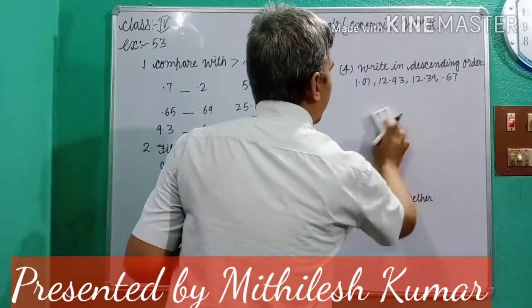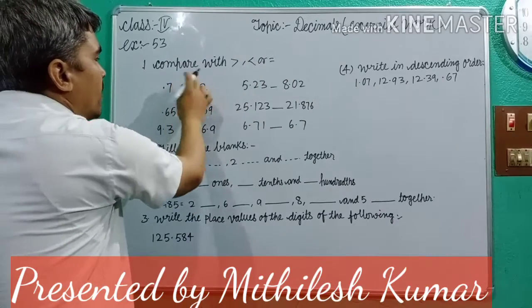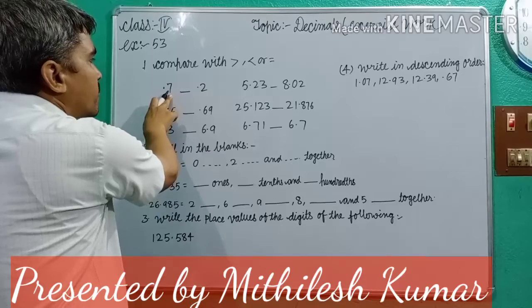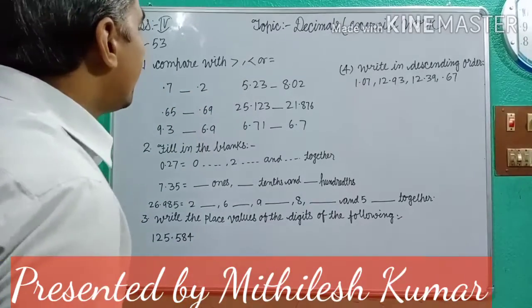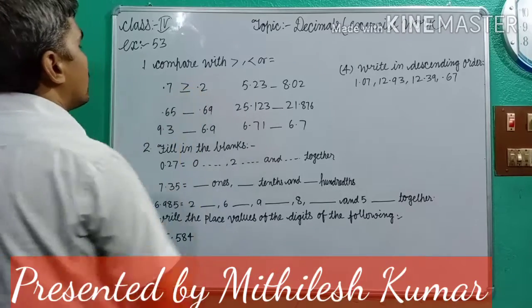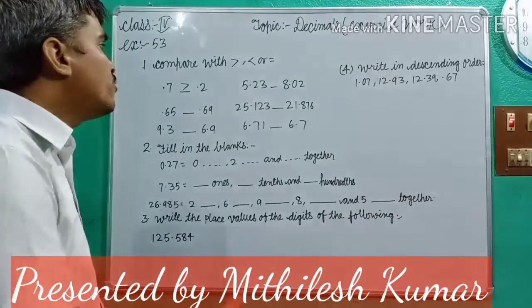So here you watch, in the whole parts there are no numbers, and in the whole parts there are no numbers. After the decimal, one digit, here 7 and here 2. Which number is greater? 7 is greater, so 0.7 is greater than 0.2. In this way you find out.